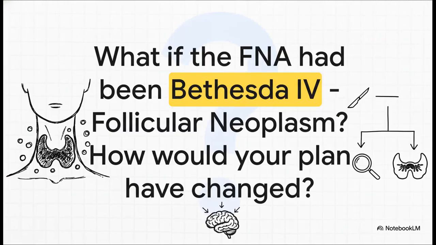Very well done. You've navigated this case perfectly, from the initial presentation all the way to long-term planning. I'll leave you with one final question to think about. What if that FNA result wasn't Bethesda 6? What if it had come back as Bethesda 4, follicular neoplasm? How would your initial surgical plan have been different, and why?